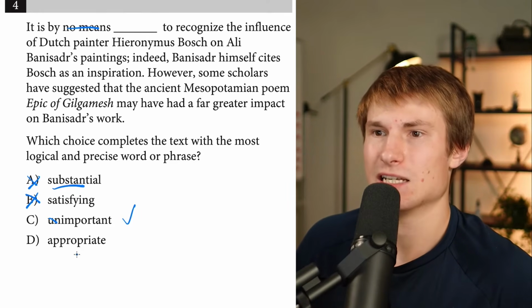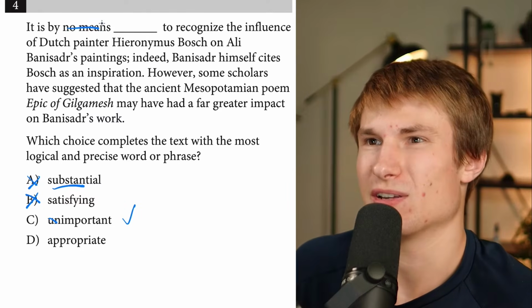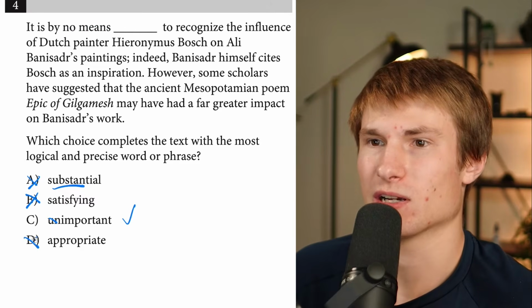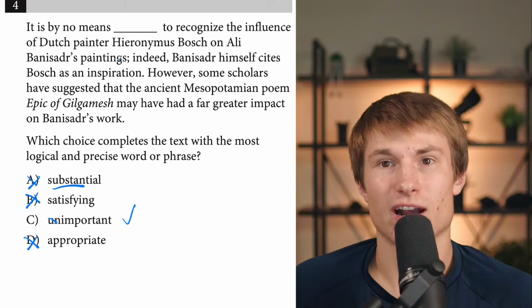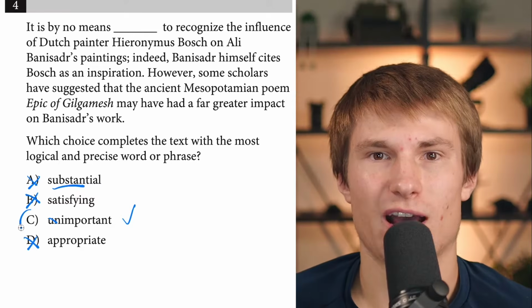We have D, appropriate. It is by no means appropriate. Well, we would say that it is appropriate because we go on to discuss how there actually was indeed this influence. So our answer would have to be answer choice C.